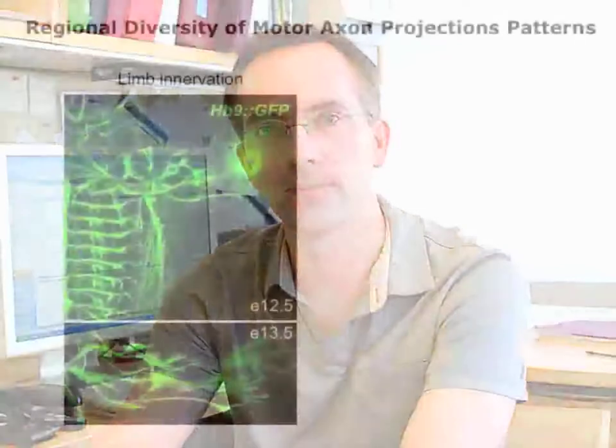A fundamental question in the neurosciences is how the remarkable diversity of cell types are generated during development. This study addresses the question of how motor neurons become regionally specialized within the spinal cord. These findings may have important implications for understanding the evolution and function of the vertebrate motor system.